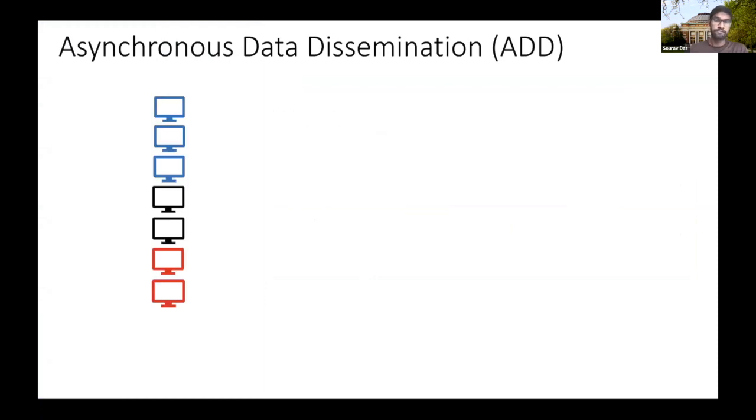So what is ADD? ADD is this very simple primitive where we have a network of nodes where some nodes are honest, which are the blue and the black ones. Some nodes are bad, the red ones. And a subset of honest nodes starts with a common message M. The remaining honest nodes start with bottom, like they don't have any message, and they know that they don't have any message.